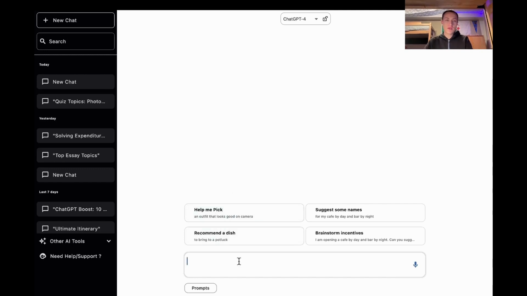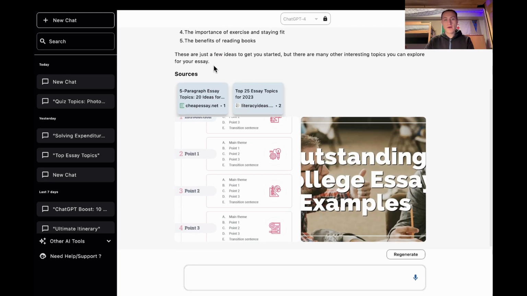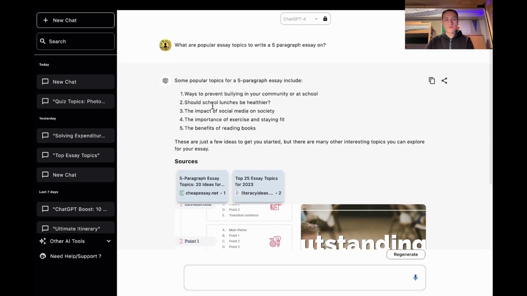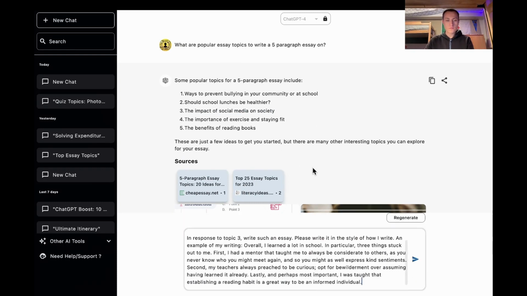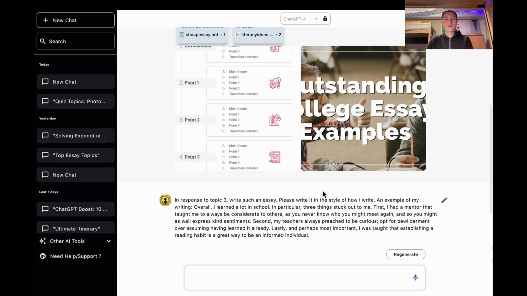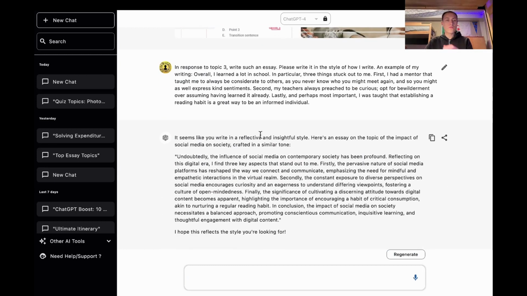So let's say we apply it to essays. And so if I input this prompt to give me some popular topics to write an essay on, let's say I choose impact of social media on society. And so right here, what I just did was I basically said for it to write an essay based on my style, and I basically put an example of my style of writing right here.